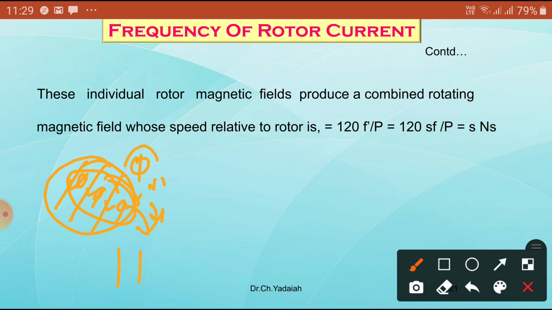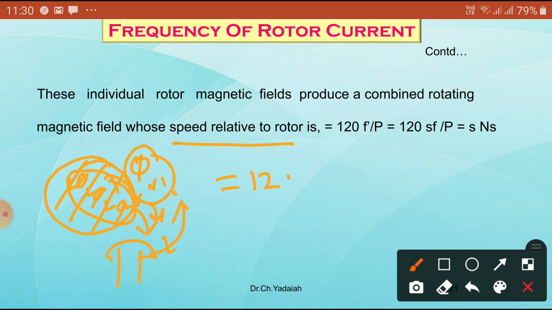Now the rotor field is this one, the rotor is this one. I want to know the relative motion between the rotor and the rotor field. Now the rotor field speed, the speed of the magnetic field relative to the rotor, I want to know. So the difference between the rotor and the rotor field is what I want to know.